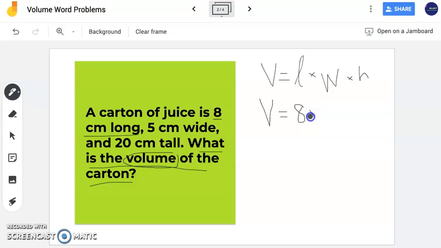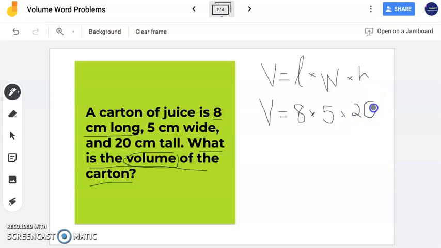Now I'm also going to do the same thing for the width. I'm going to substitute that W with 5 centimeters wide, because that's what was given to us as our dimensions in the problem. And now instead of writing H, I'm going to write my height of 20 centimeters tall. That's telling me that the height of the carton of juice is 20 centimeters tall.